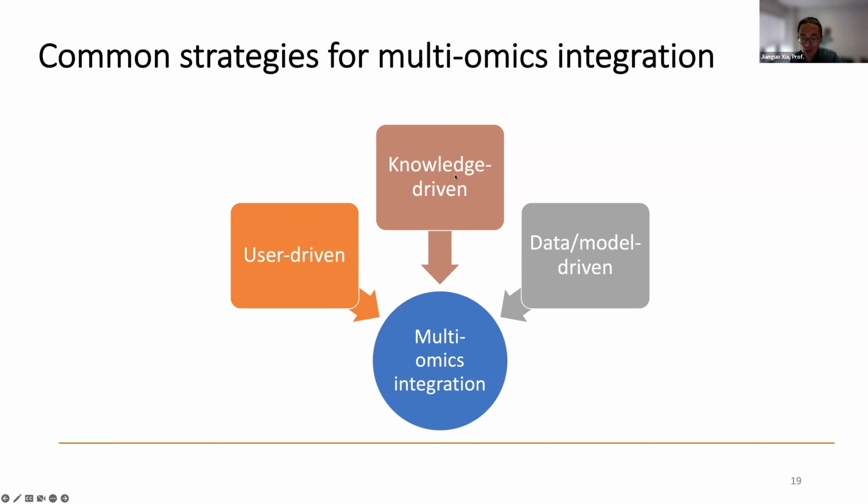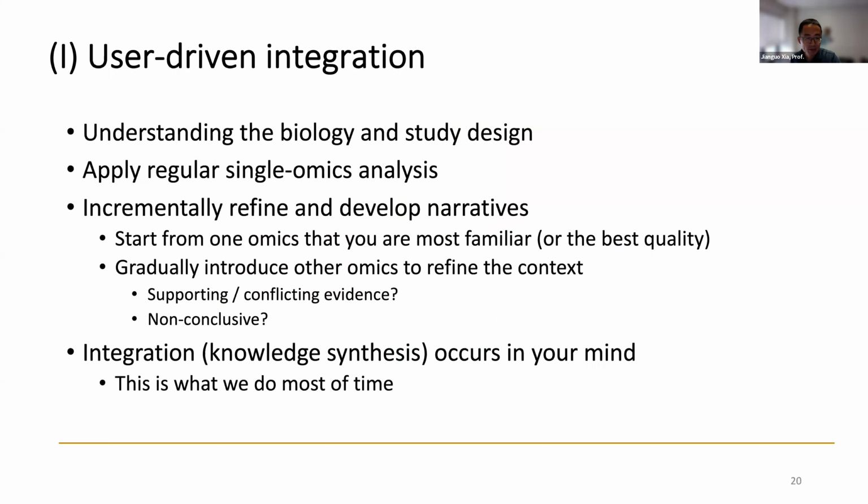But tools are coming and allow people to perform more automated integration. For example, knowledge-driven. This is OmicsNet. The other one is data model-driven. So we do have a mathematical model about how things should work, and feed the data there and update the parameters. So all of them are valid, and I'm going to discuss them in the coming slides.